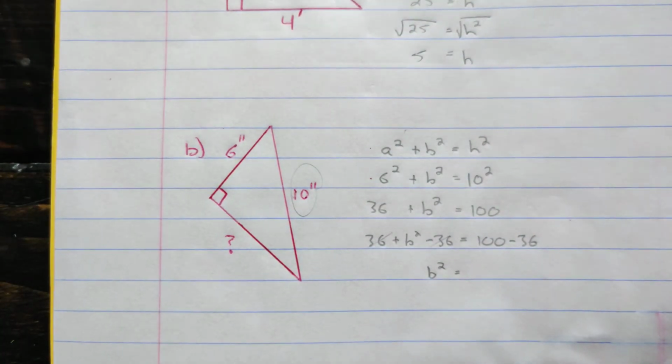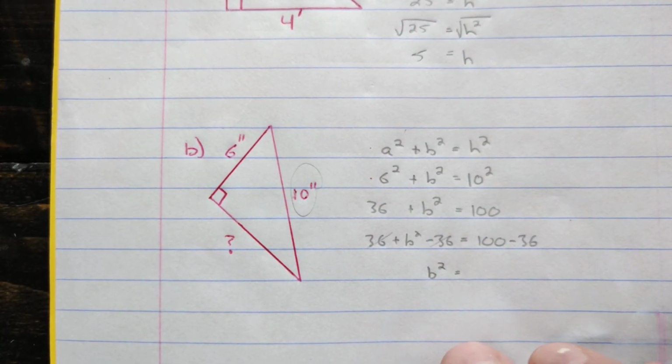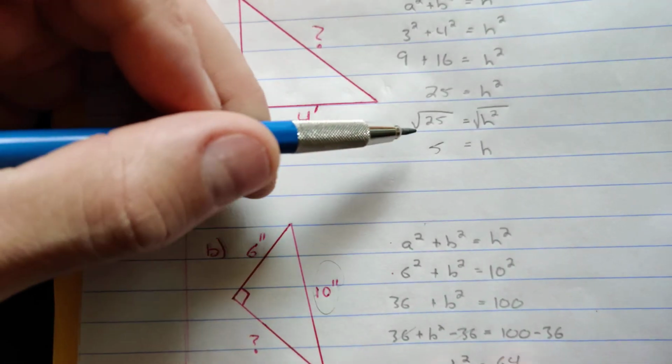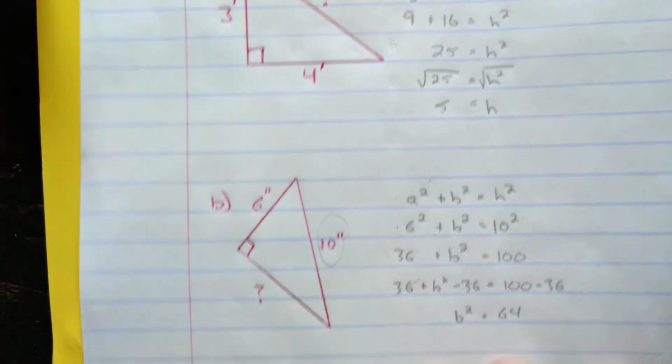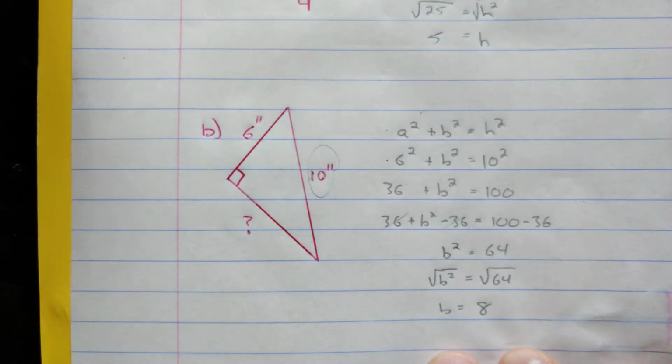I'm going to be left with b squared. They equal 0, but we don't have to put plus 0 down. And then we have 100 minus 36. 100 minus 36 is 64. Now I'm back to this situation. And these last 3 steps, I can do that. Take the square root of b squared. Take the square root of 64. I get b equals 8.